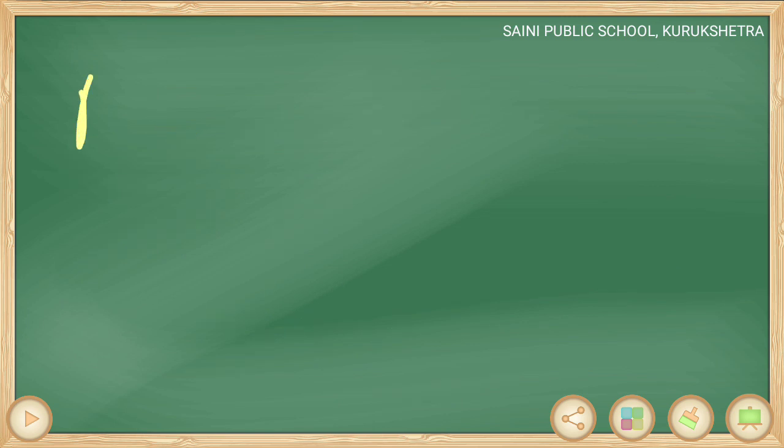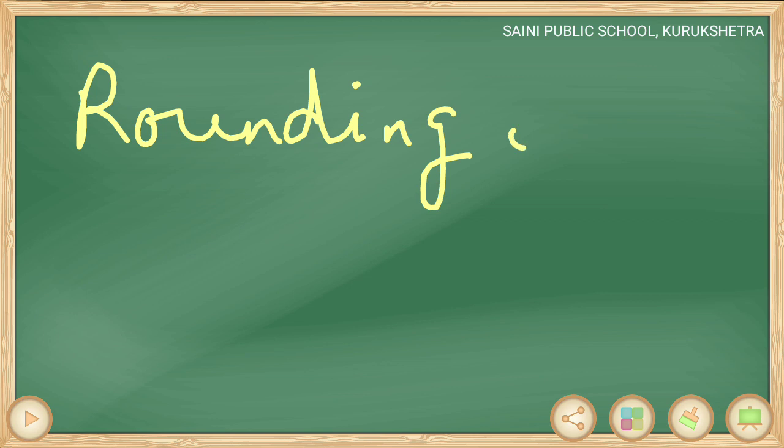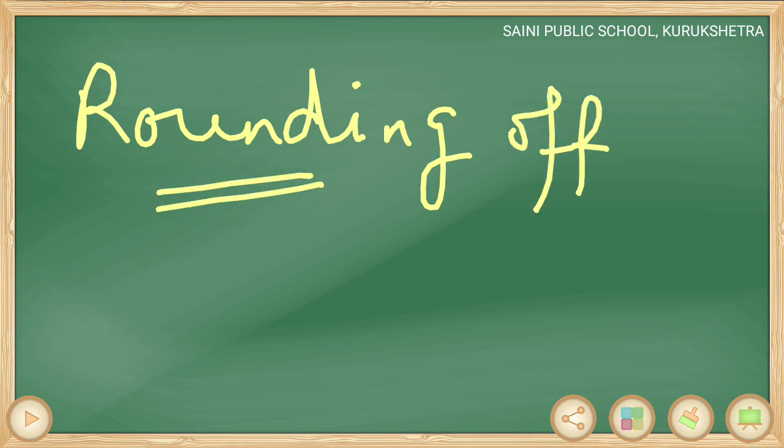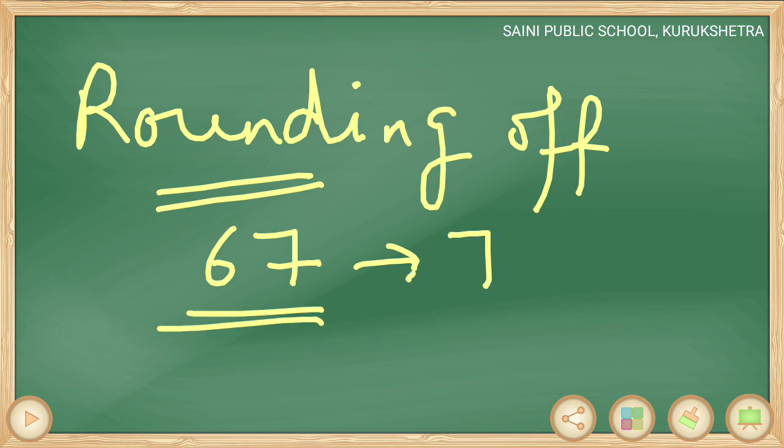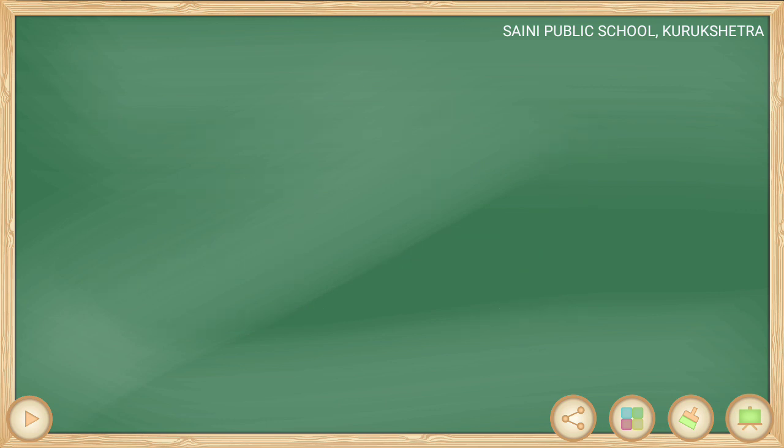Estimation means rounding of a number. Rounding off means to find the number which is nearest to the given number. Okay, for example, if I am writing a number 67, rounding off means finding a number which is nearest to the given number. So 70 is the nearest number to 67. Okay, now we will do estimation in division.